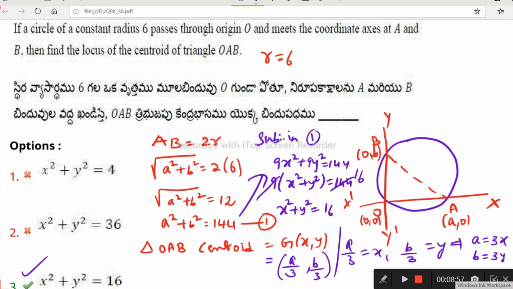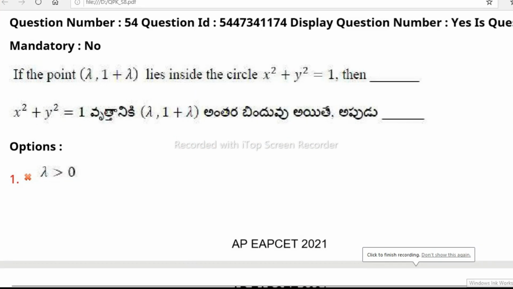Now we look at the next question. This is the fourth question, the 54th question. If the point (lambda, 1 plus lambda) lies inside the circle, then what is the condition? A point is inside the circle when S11 is less than 0. That is what you are using here. You have to know the position of the point for this question.